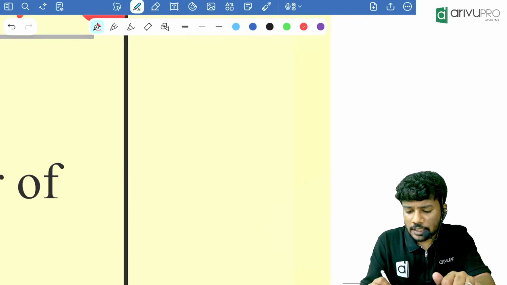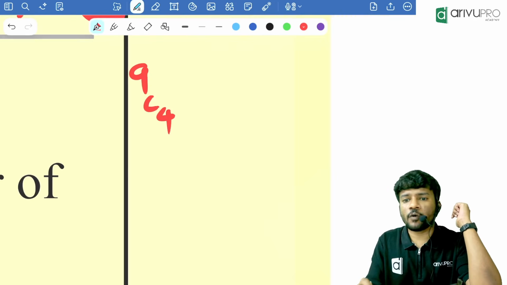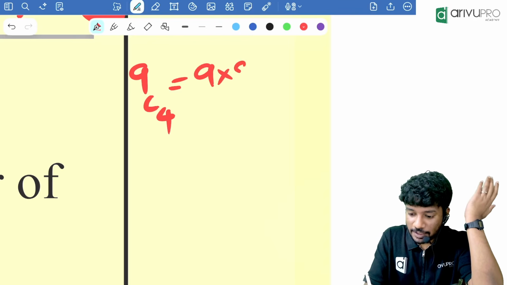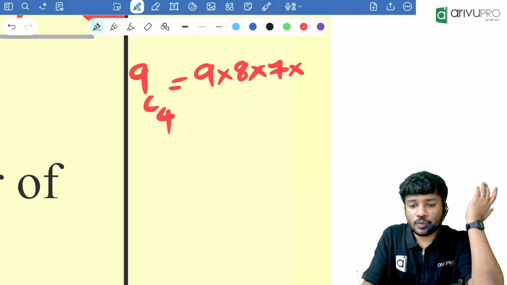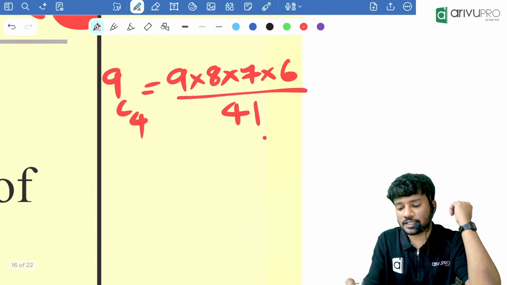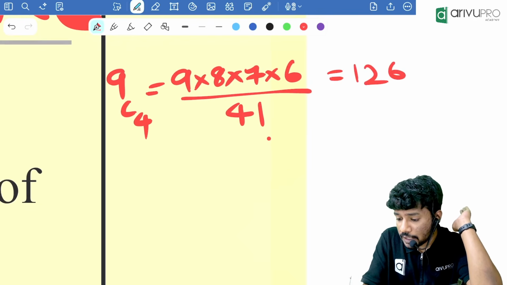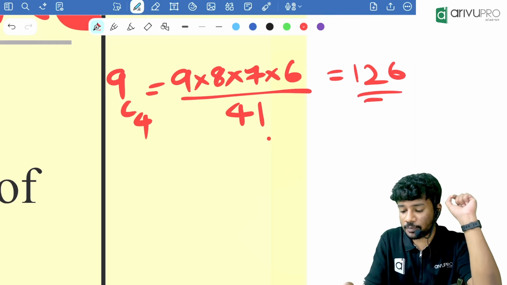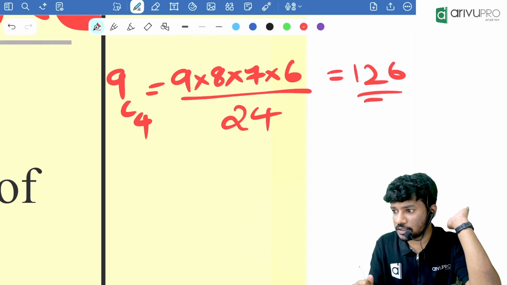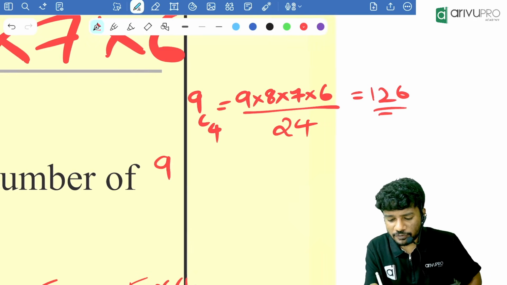Next question, people. 9C4. How much is 9C4? 9 into 8 into 7 into 6 divided by 4 factorial. How much is it? Take your calculator and do it for me. 126. 9 into 8 into 7 into 6 divided by 24. So everyone got 126. Okay, fine. Now you tell me what is the value of 9C6.